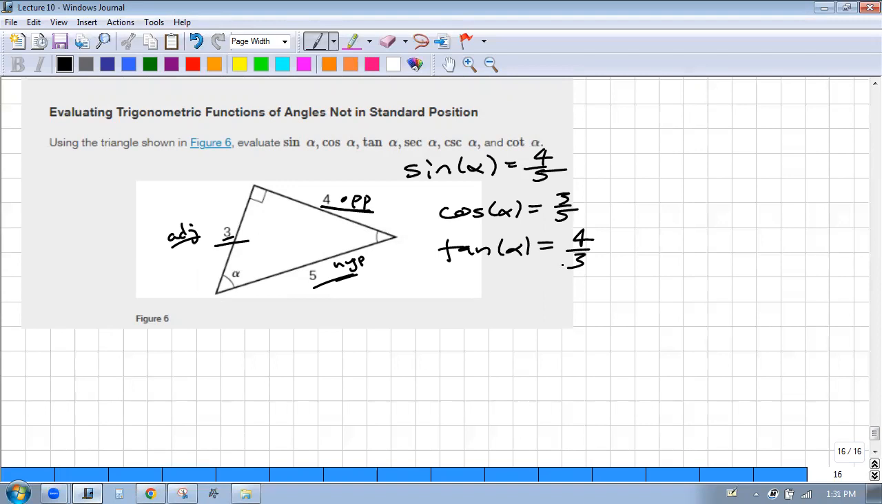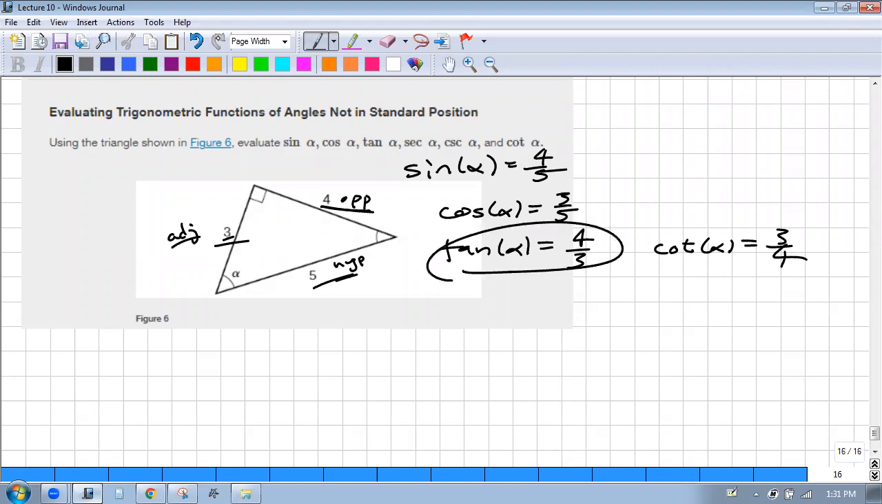Right? There's only 3 ratios, right? That's all of them, right? From here, cotangent, I know it's the reciprocal of tangent. I'd rather do that than be like cotangent, what is it? Adjacent, opposite. Adjacent over opposite, right?